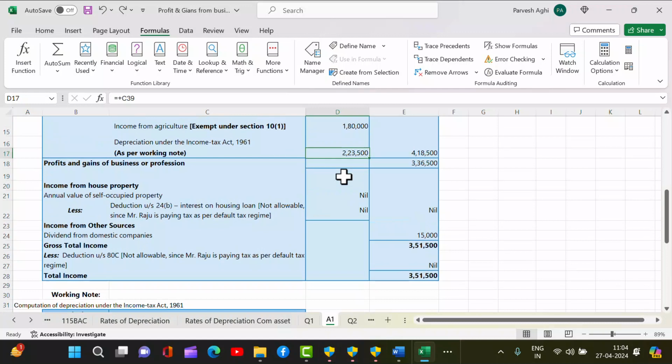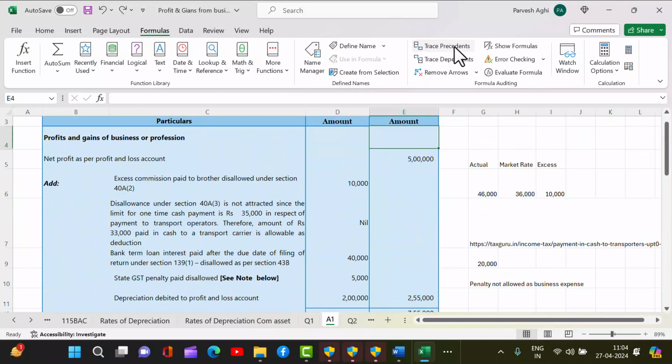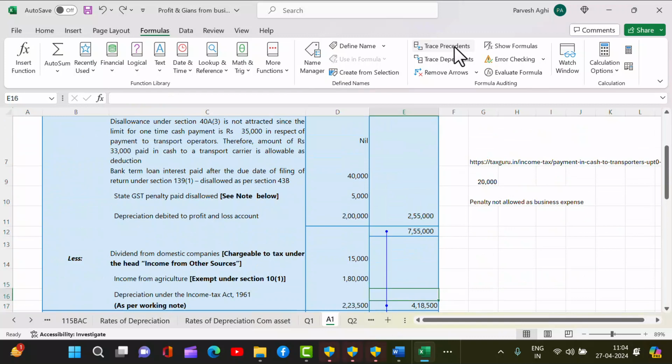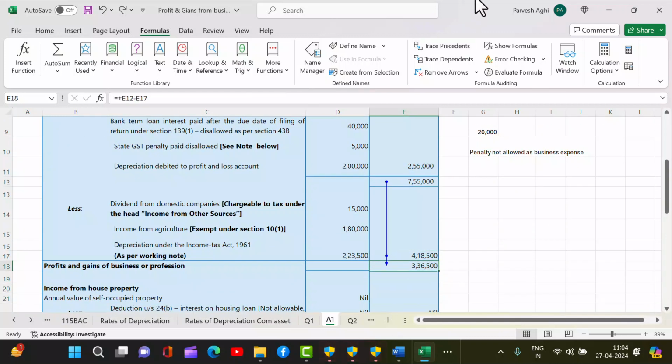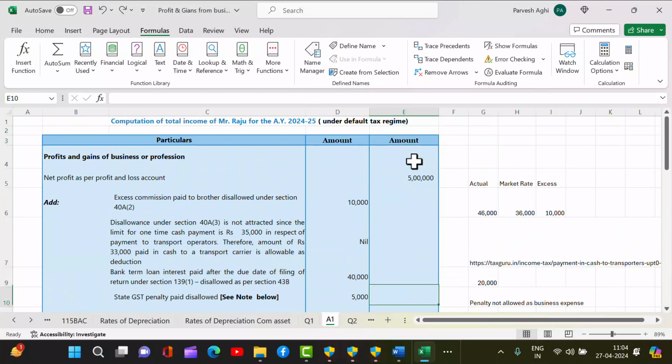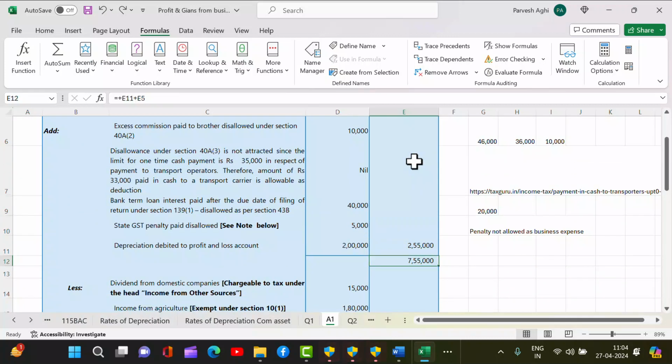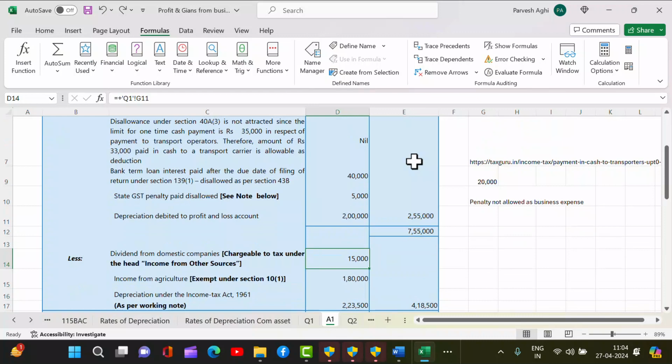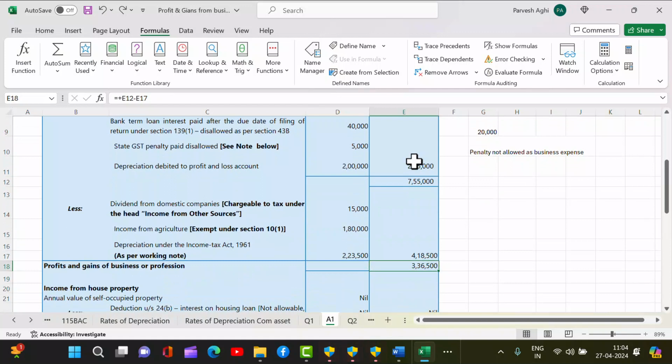Okay. So then we have calculated profit and gains of business or profession, which will be 3,30,000. So here we have calculated how much is the profit from business or profession. We started with 5 lakhs. We added this 2,55,000, it became 7,55,000. Then we reduced the dividend income, the income from agriculture, and the depreciation as per the income tax. That gave the income from business or profession. So almost 98% of the question has been solved.